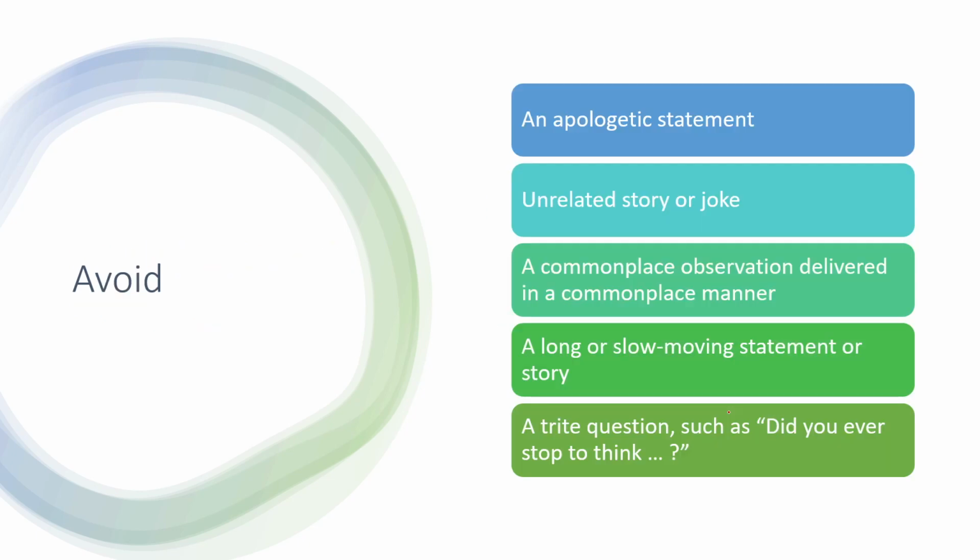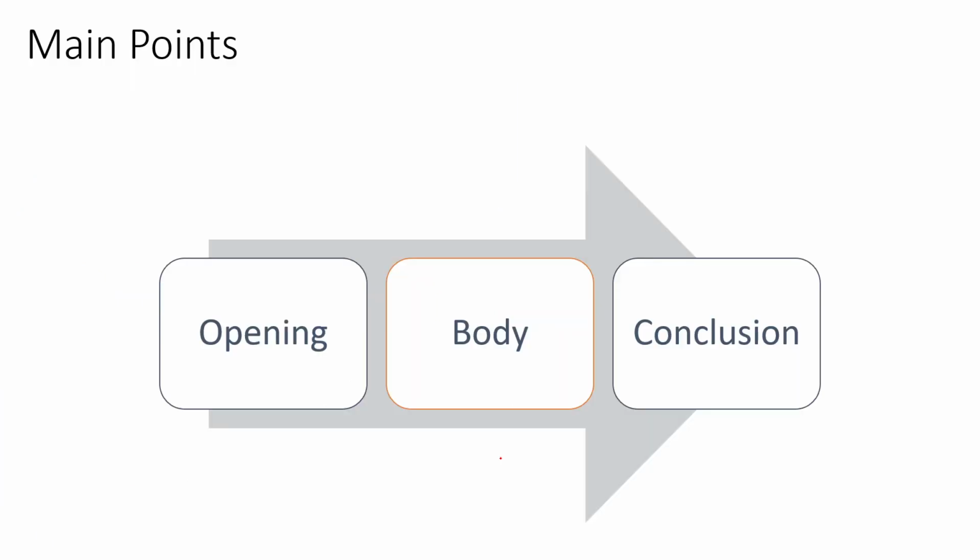All right. So we usually avoid an apologetic statement when we start a speech. For example, I'm very sorry for getting late. That's not a good sentence to start a speech. Also avoid an unrelated joke, a commonplace observation delivered in a commonplace manner, a long, slow-moving statement or a story, or a tired question such as, "Did you ever stop to think?" Something like that. Okay, so carefully pick your opening sentence.